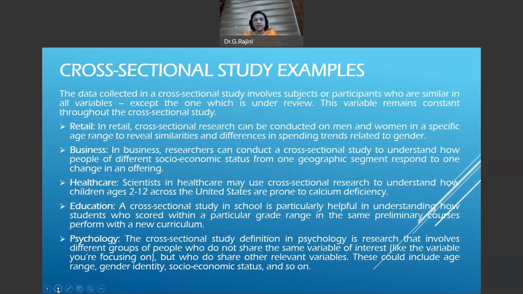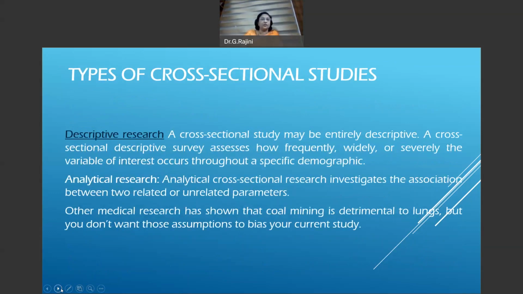In education, a cross-sectional study in school is particularly helpful in understanding how students who scored within a particular grade range in the same preliminary courses perform with a new curriculum. In psychology, the example involves different groups of people who do not share the same variable of interest, the variable we are focusing on, but who do share other relevant variables as well. These may include age range, gender identity, socio-economic status, and so on.